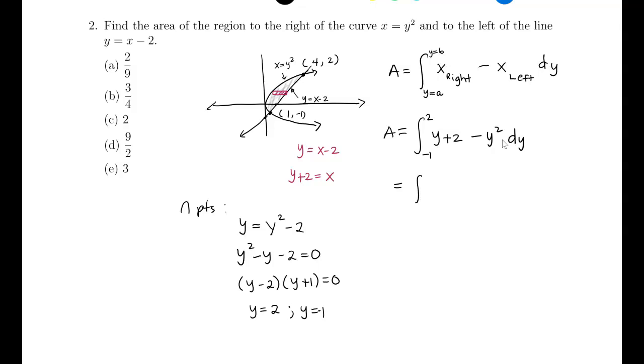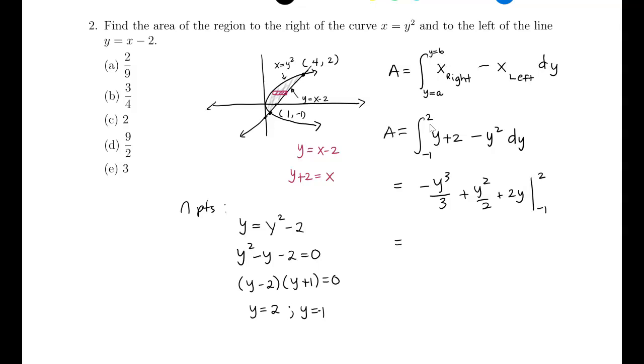Okay, so let's integrate. We can also rearrange this. We can have negative y squared first as the first term. The integral of that will be negative y cubed over 3 plus y squared over 2. That's the integral of the y here. And then plus the integral of 2, which is 2y. And then you evaluate that from negative 1 to 2.